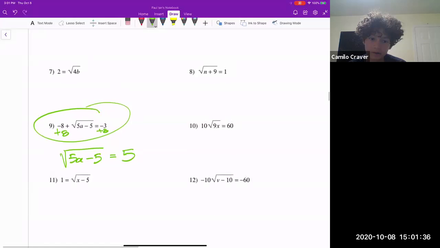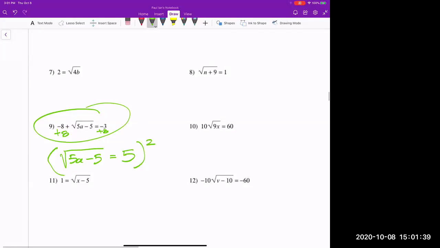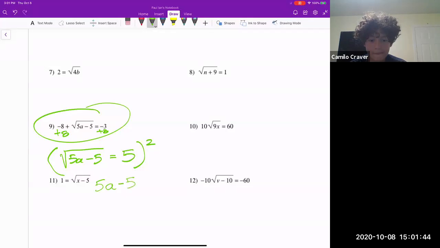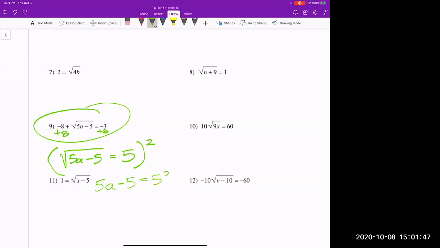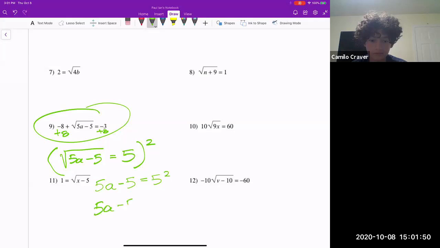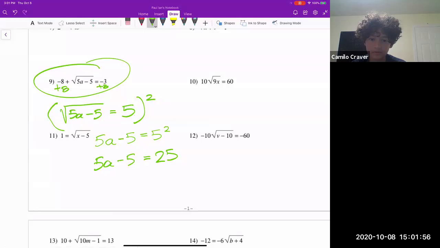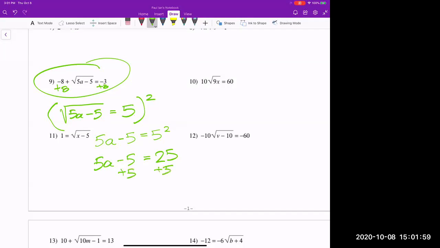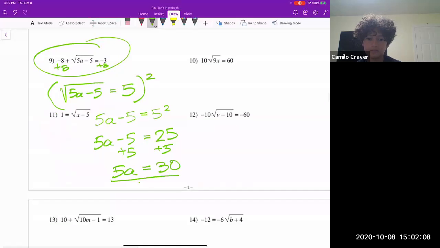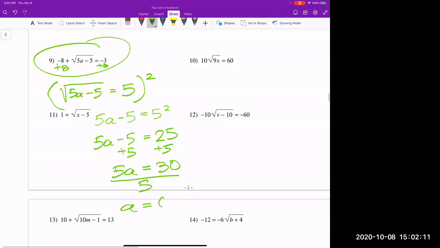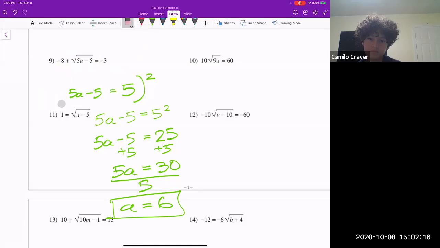And then square. Awesome. This is nice. Okay. And then what happens to the radical? It goes away. Okay. So 5 squared, what is that? 25. Okay. 25. And then what's next? Plus 5. Okay, so these are nice. 5a equals, what is that? 30, right? Yeah. And then what's next? Divided by 5. That's a 3-step right here. So that's 6. How was that one? Pretty easy.